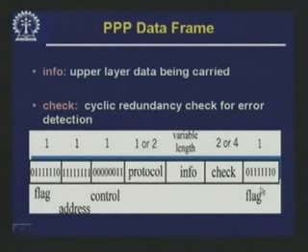In the data frame, info is the upper layer data being carried, and check is the cyclic redundancy check for error detection. So, info is the upper layer data, the main body or the payload which is being carried. Check is for error detection.